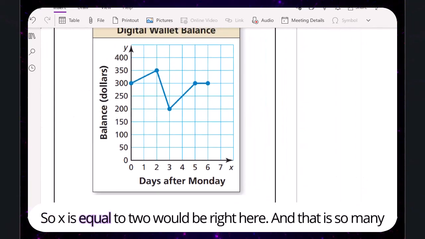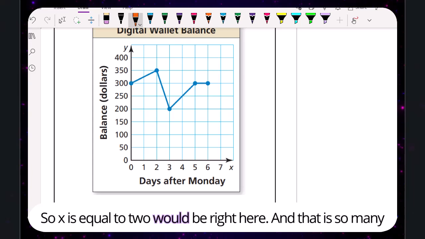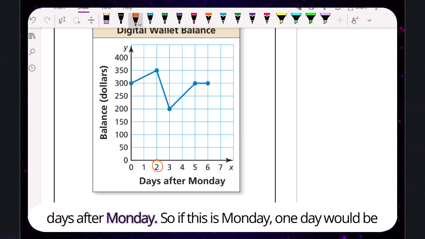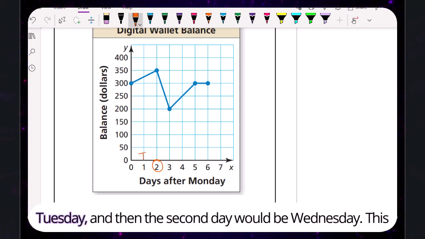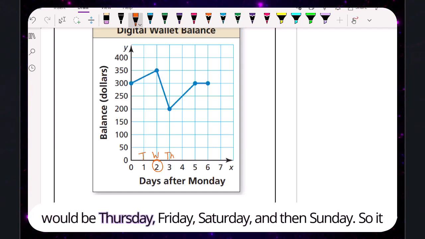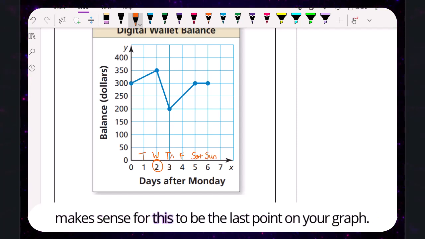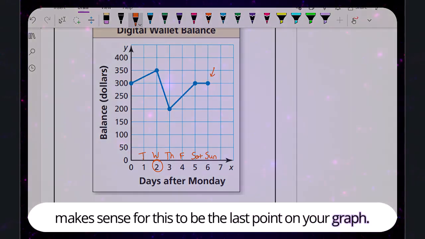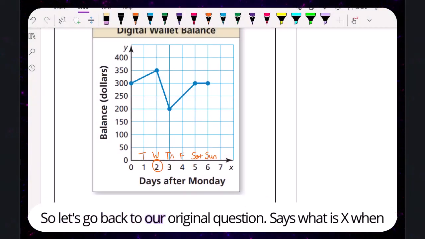x equal to 2 would be right here, and that is so many days after Monday. If this is Monday, one day would be Tuesday, and then the second day would be Wednesday. This would be Thursday, Friday, Saturday, and then Sunday. So it makes sense for this to be the last point on your graph. Let's go back to our original question.